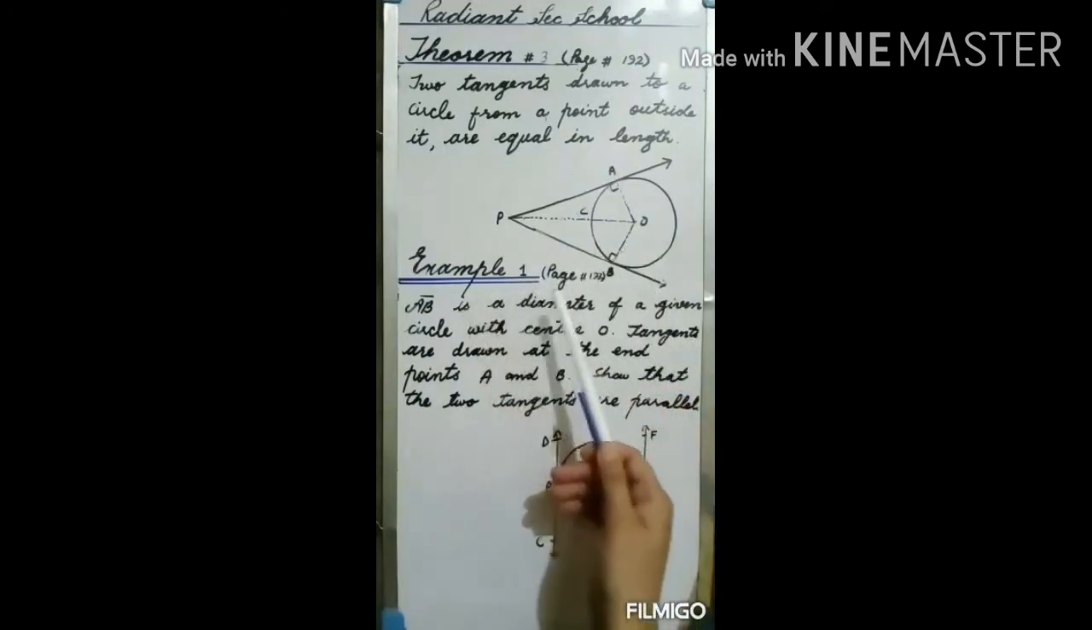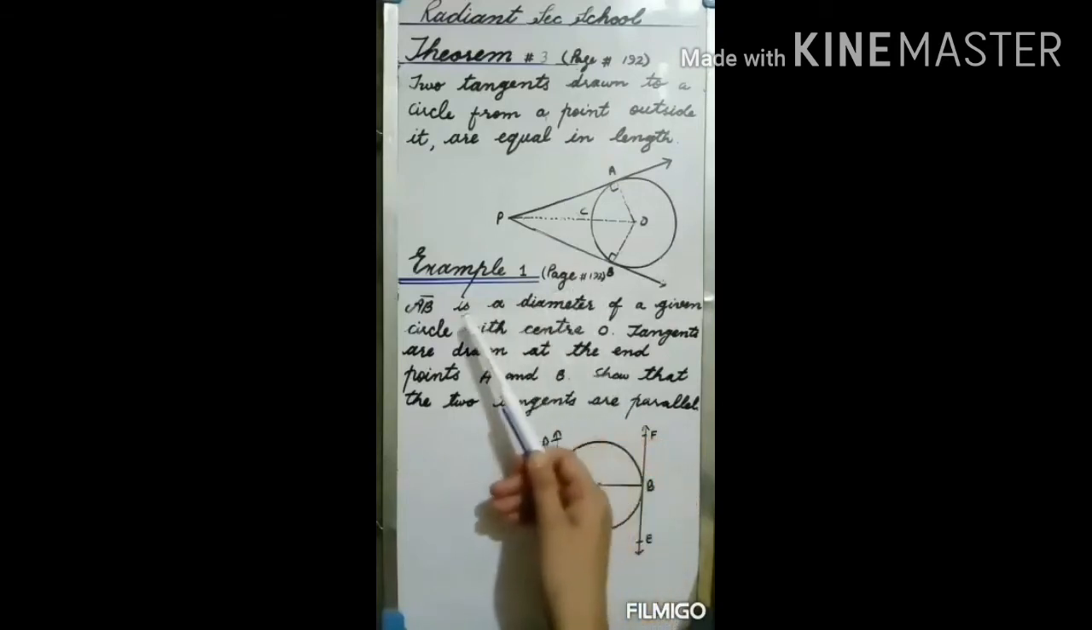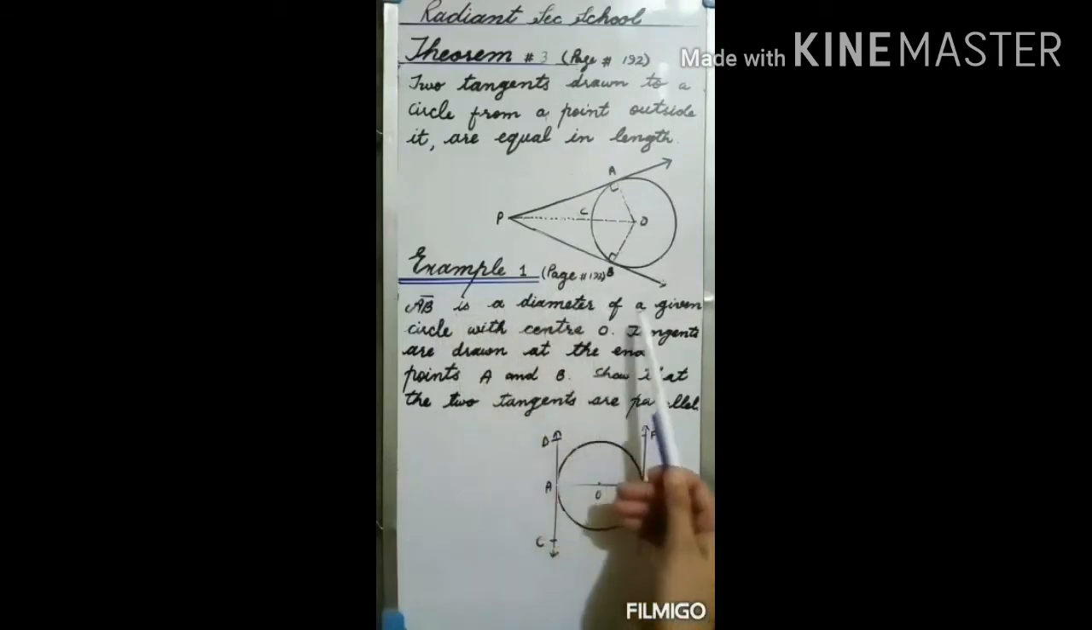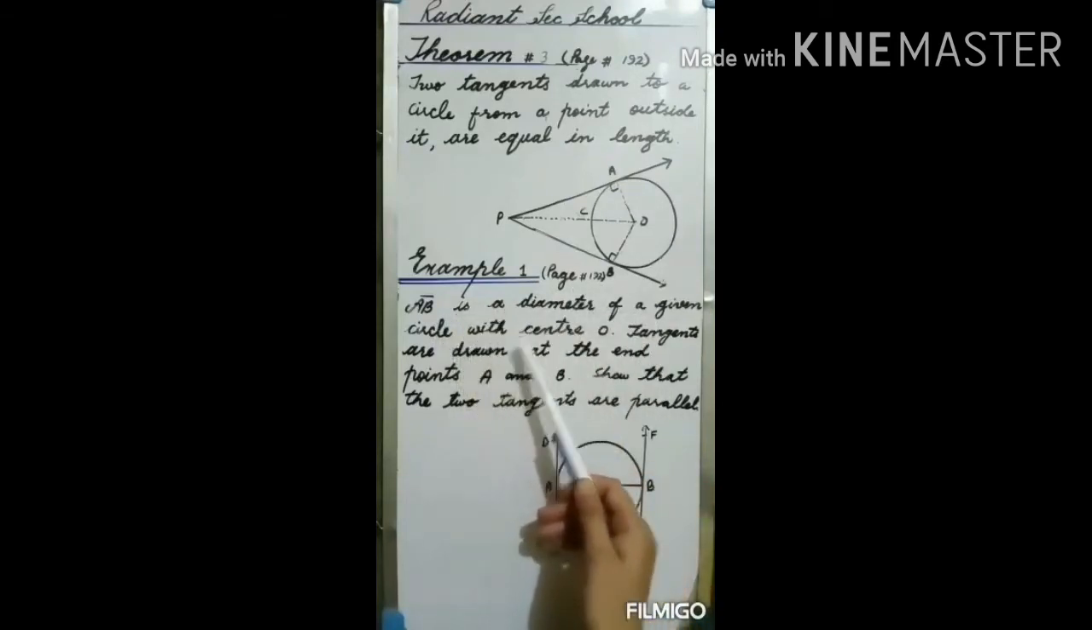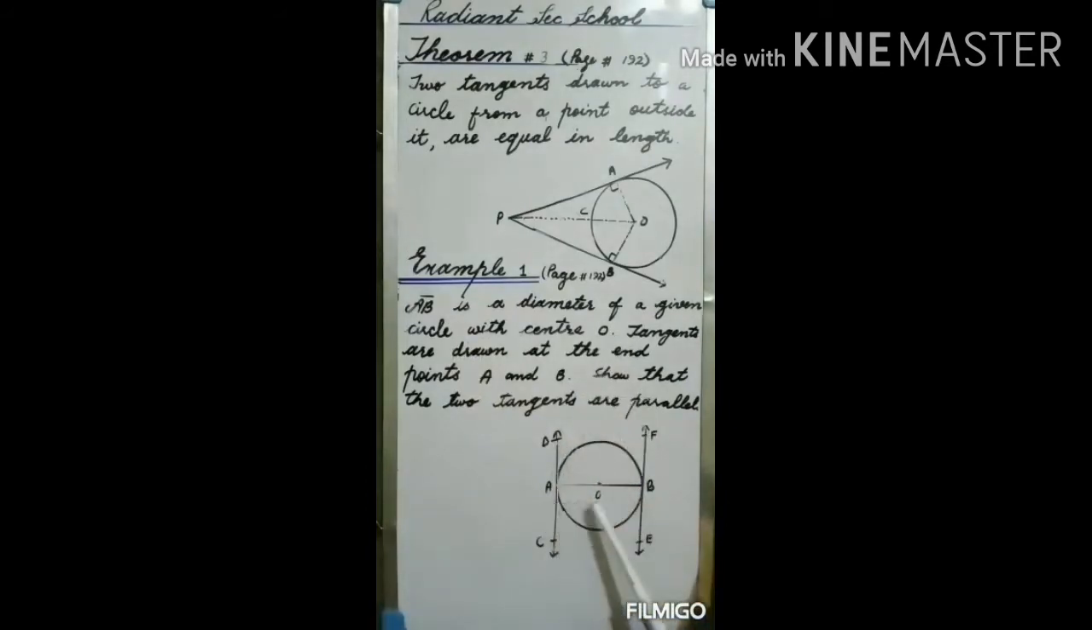Now there is an example on page 192. AB is a diameter of the given circle with center O. We have AB, the diameter of the circle with center O. Then tangents are drawn at the end points. First end point is A and the second end point is B. Two tangents are drawn at the end points of the diameter.